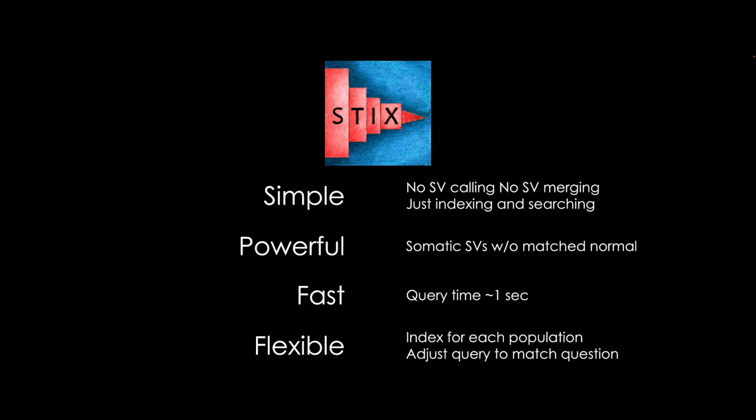Since this is search, it's flexible. We can have indexes for multiple populations. We had been looking just at germline indices, but we're going to start exploring tumor-specific indices and the integration of those different populations. And we can adjust how we query so that it matches the question. We'll explore these last 2 points in the following slides.